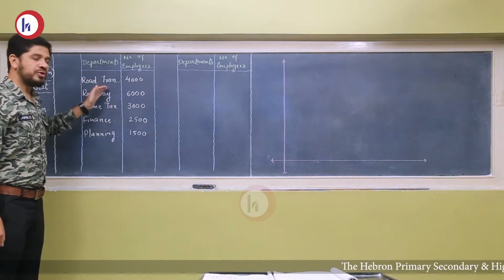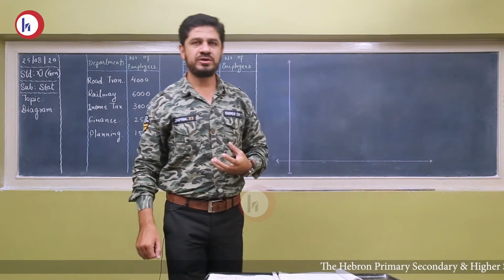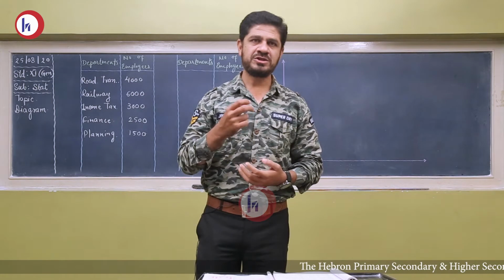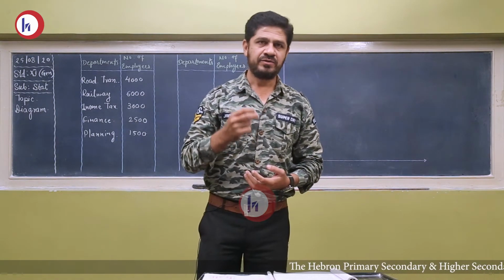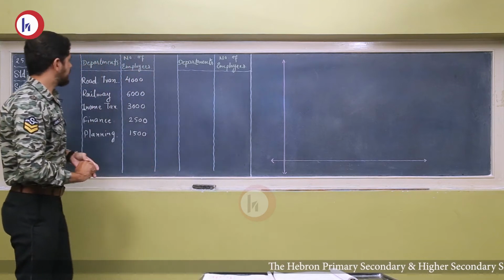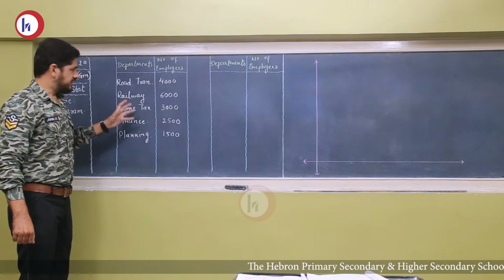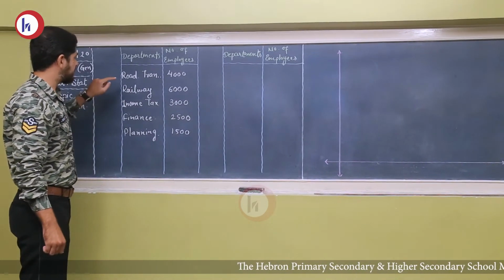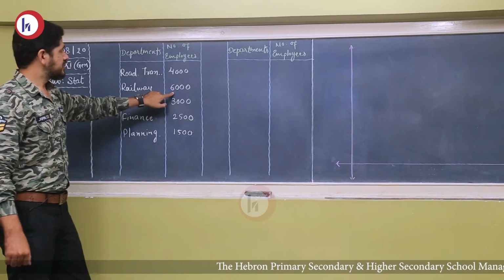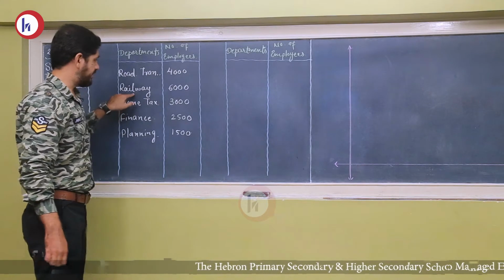Now, the department and the number of employees are given. As I told you yesterday, if the data is not representing the time, meaning year, we need to arrange them in ascending or descending order. So let's arrange all this data into descending order. Which is the highest number? That is 6,000. So 6,000 employees are working in the railway department.